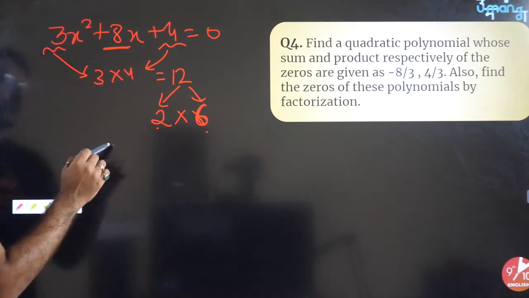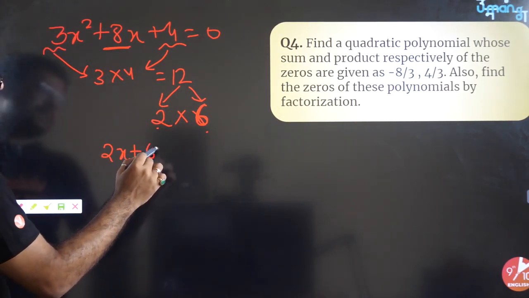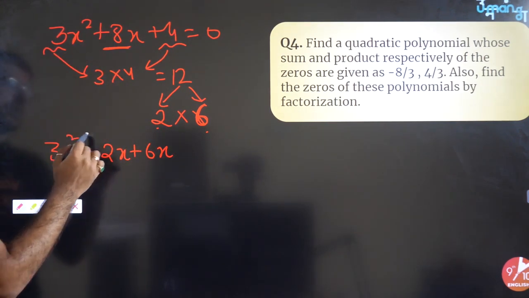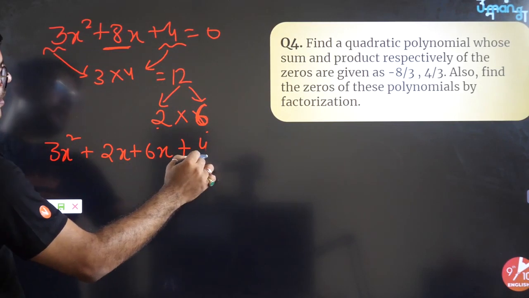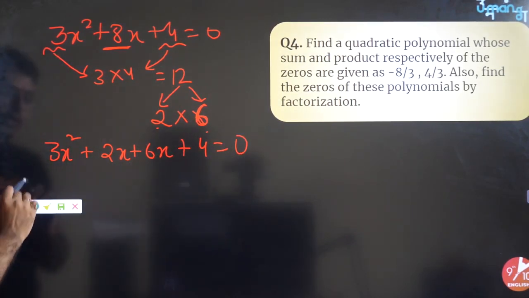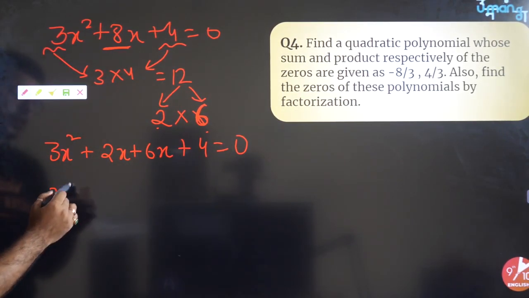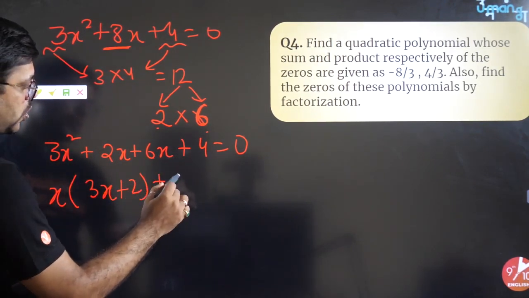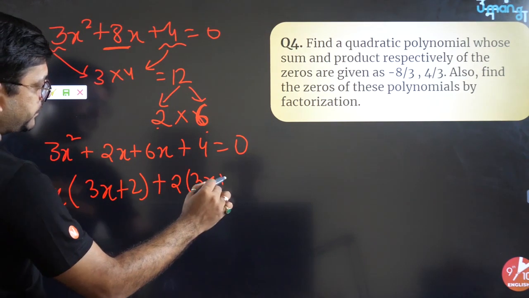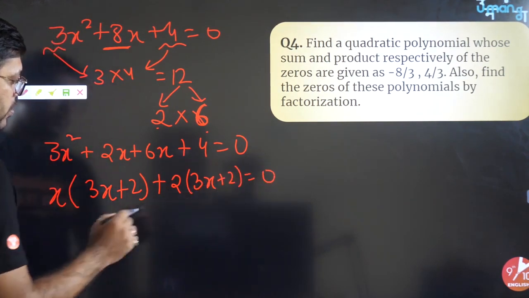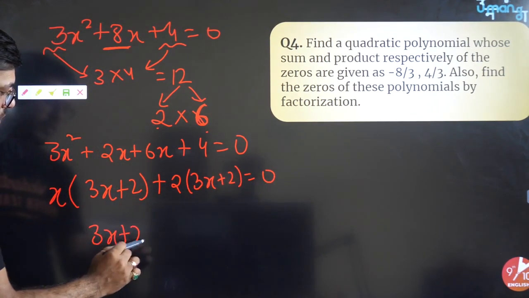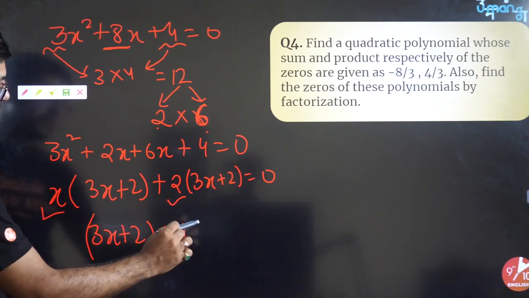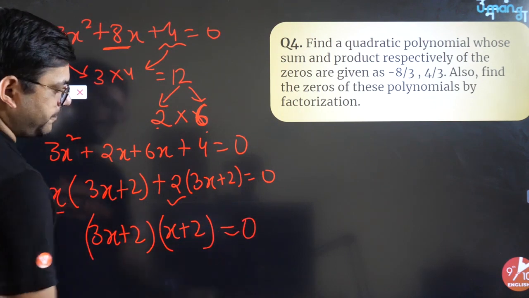So for making 8 you need to write it as 2x plus 6x. And this is already 3x square, so let it be 3x square, plus this is already 4, so let it be 4, equals to 0. Now what do you need to do? You need to do the factorization. So x common, 3x plus 2, and here you can take 2 common, 3x plus 2, equals to 0. So we have 3x plus 2 and what is remaining? x, and here it is 2. So x plus 2 equals to 0.